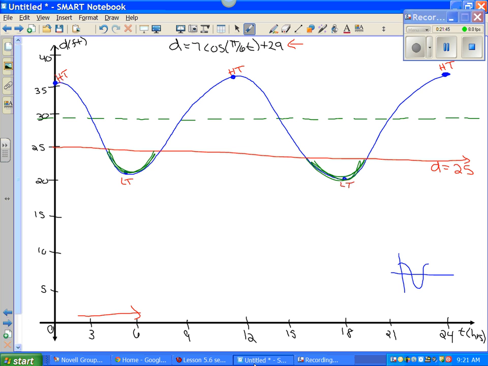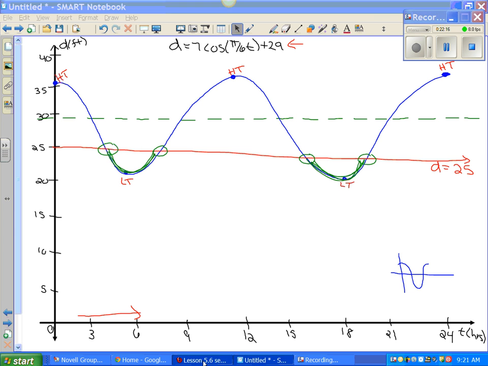So how can I solve this graphically? What am I looking for? Somebody said it before. I just need you to speak up again. What am I looking for? How do I solve this? Yeah, I'm looking for these points. I'm looking for the points of, what's the word? Intersection, right? I'm looking for the points of intersection because those points of intersection are going to tell me at what time I'm going to hit 25 feet and below. That's what I'm looking for.